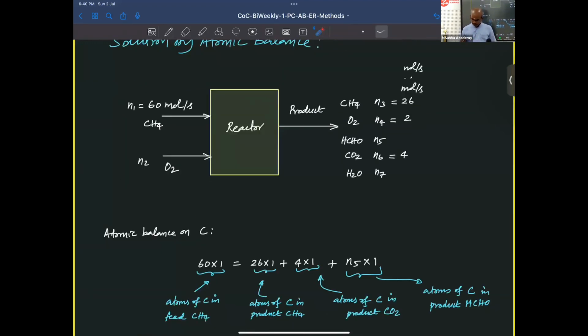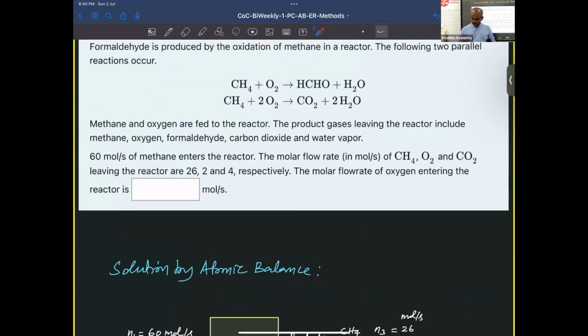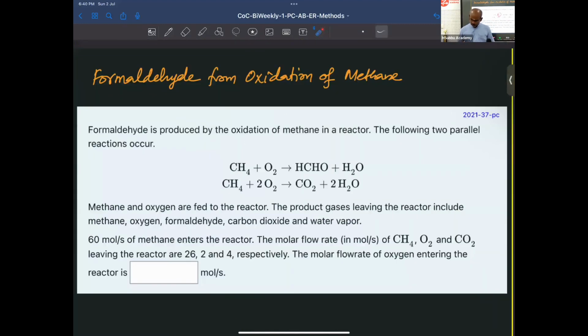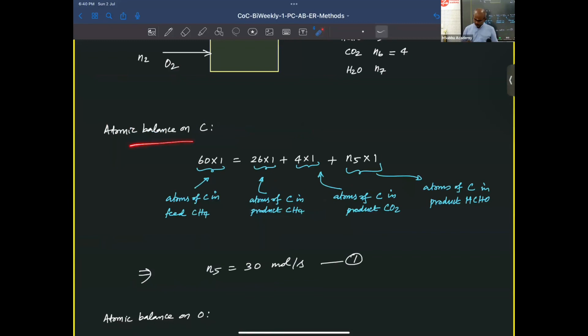Now let us see the atomic balance. What are all the atoms entering? In this reaction, it is an oxidation with pure O2, so we have carbon, hydrogen, and oxygen. C, H, and O are all the atoms involved in the reaction. So we can definitely write 3 balances. First, let us write the balance on carbon.